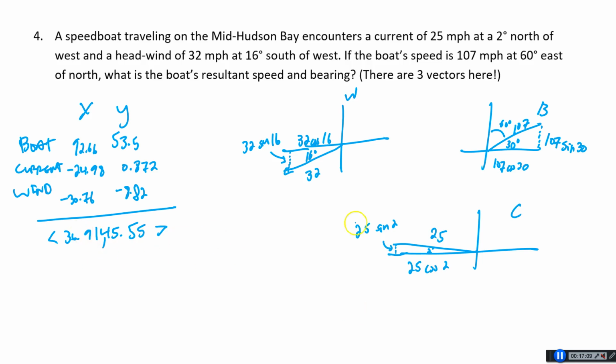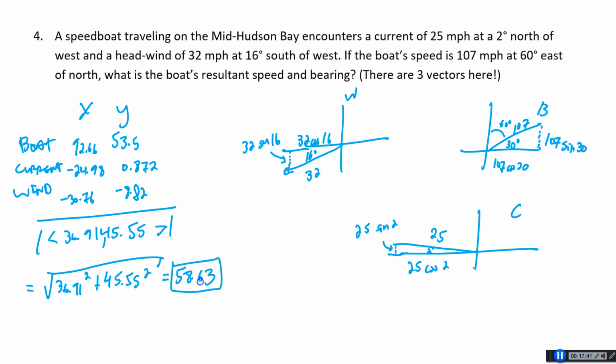So notice it slowed down quite a bit because it's trying to sail east, and both the wind and the current are pushing it west. They want resulting speed and bearing. So the speed of this thing is the square root of 36.91 squared plus 45.55 squared. Throw that into your calculator. Should give you a speed of 58.63. So like half of its speed that it was before, close to it.